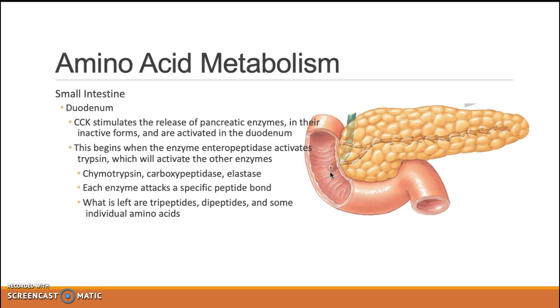That begins with an enzyme called enteropeptidase. That's going to activate trypsin. And then trypsin will in turn activate a bunch of other enzymes, for example, chymotrypsin, carboxypeptidase, and elastase. Now each of those enzymes will attack a specific peptide bond, and the peptide bond is what we call the bond between amino acids. And so as you attack those, what's left are tripeptides, or 3 amino acids, dipeptides, or 2 amino acids, and some individual amino acids.